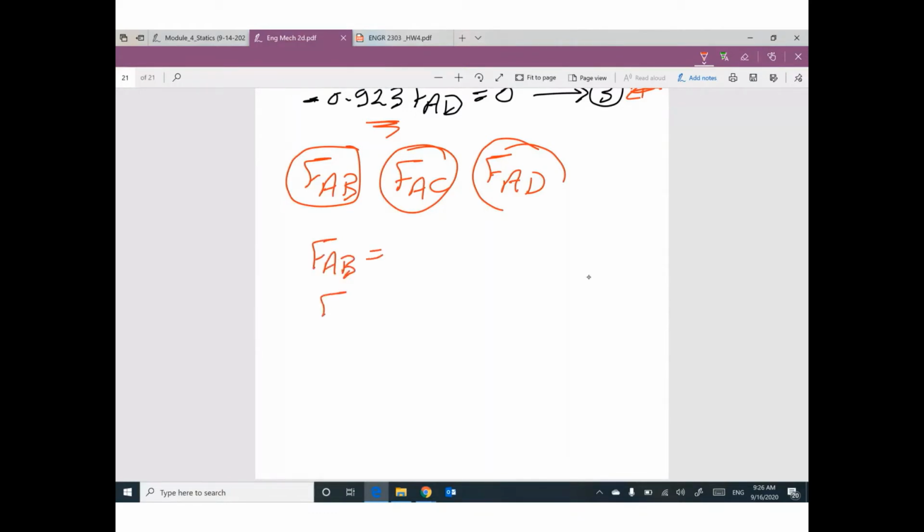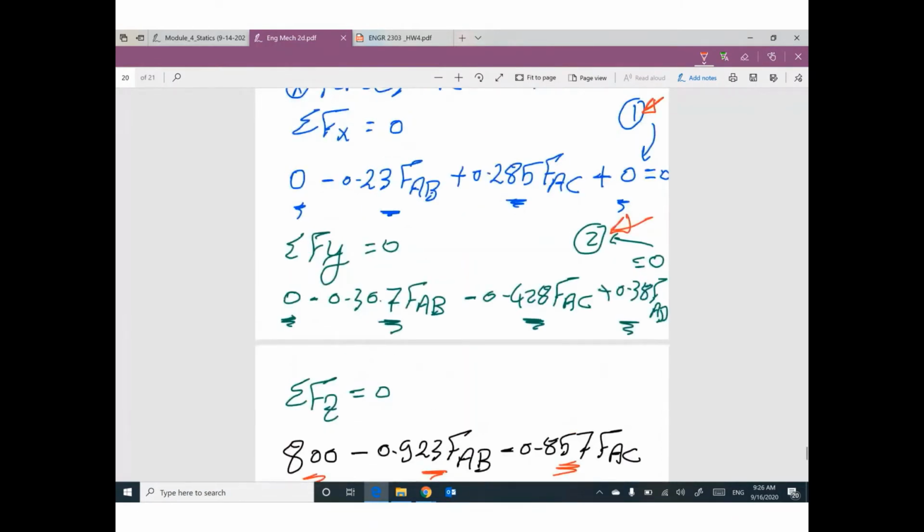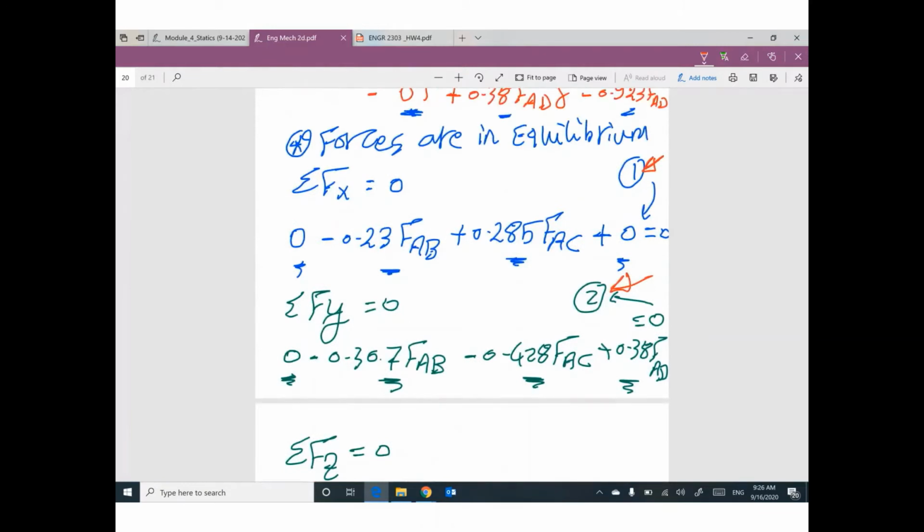My calculator can do it. I highly recommend learning how to solve these equations together with your calculator. Let's try. What is equation number 1? We have 0, negative 0.23, positive 0.285, equals 0.